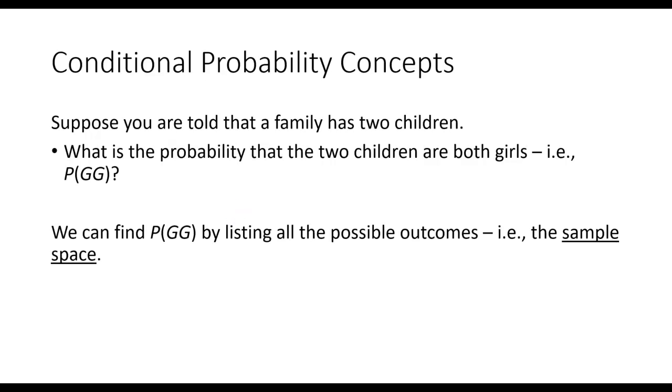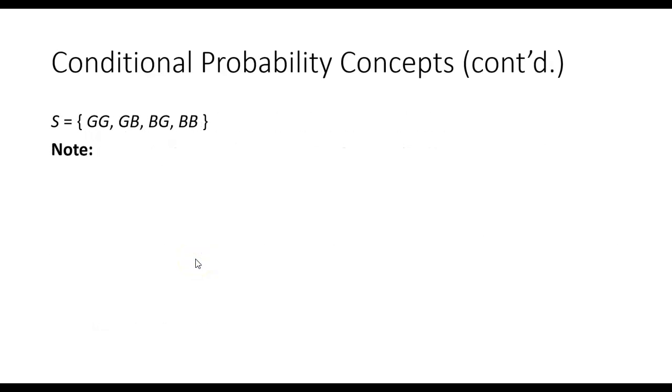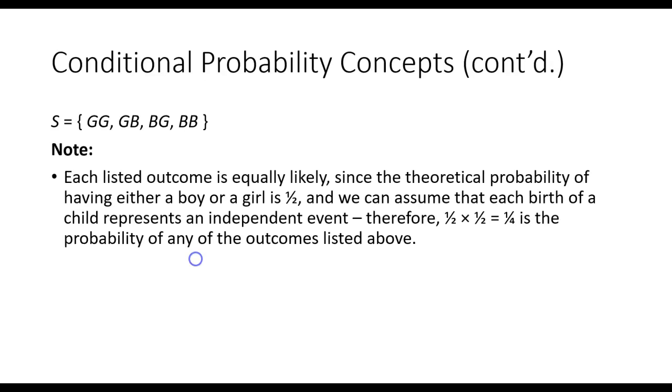Well, we can begin solving this problem by finding the possible outcomes of having 2 children in this case. We call such a listing the sample space. So below I've listed the sample space represented by the letter S, and notice that there are 4 possible ways we could have 2 children born for this family. A couple of notes about that particular sample space. First of all, notice that each listed outcome is equally likely, and the reason why is because the theoretical probability of having either a boy or a girl is 1/2.